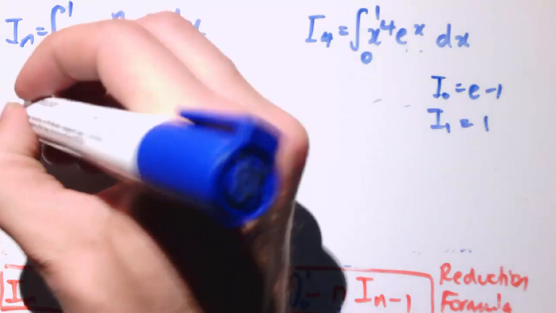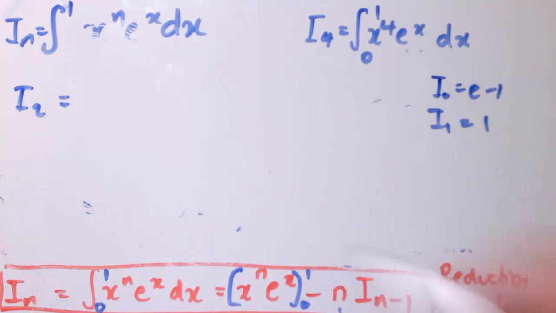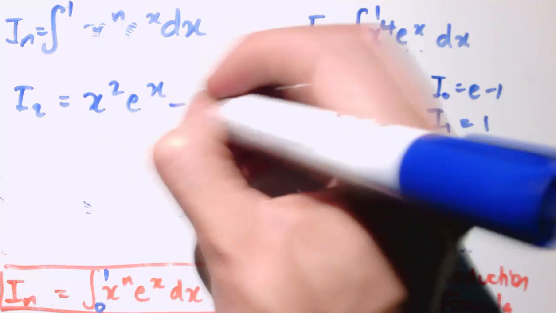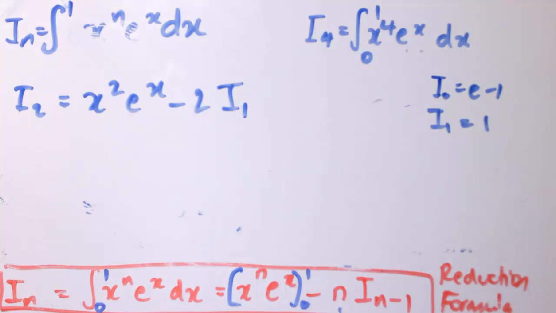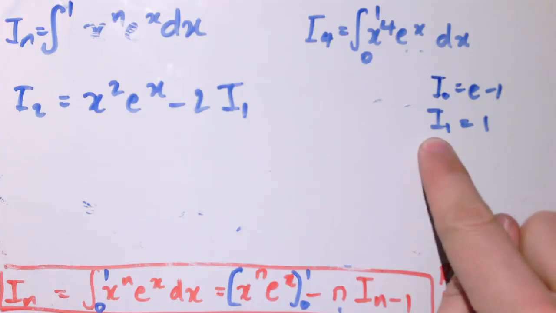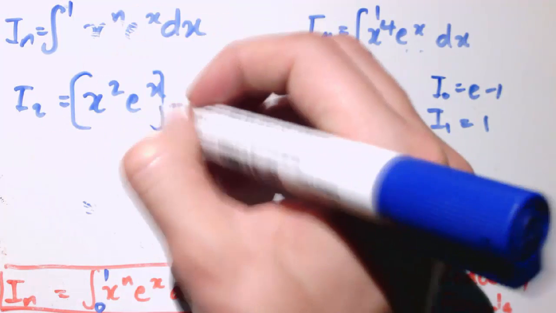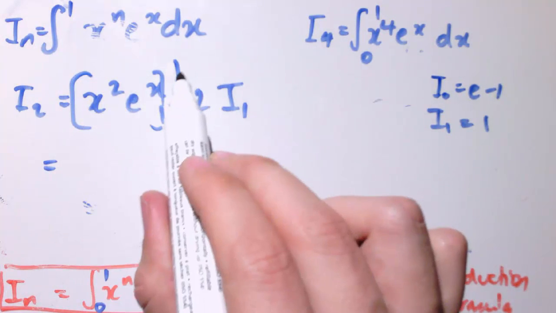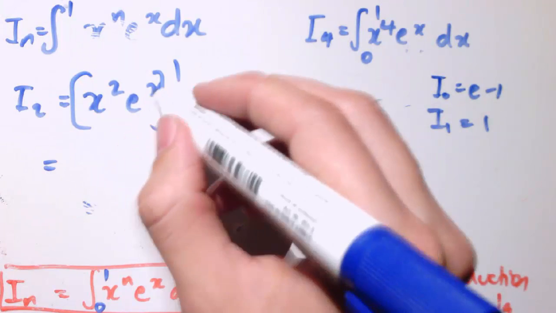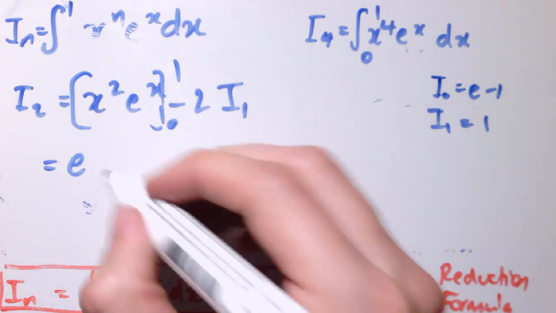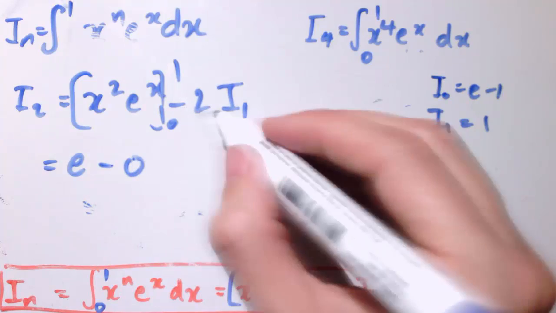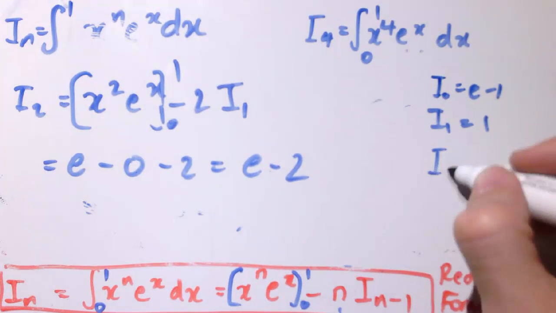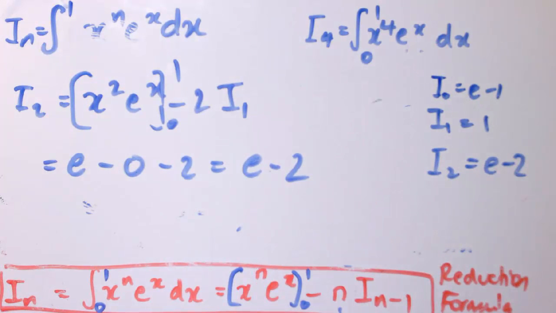And then I2 is equal to, by the reduction formula, x squared e to the x minus 2 times I1. And I1 is just 1. Sorry, this is between 0 and 1. So now I get x squared is 1 times e to the x, times e to the 1, so that's just e minus 0. And then minus 2 times I1, so minus 2, so I get e minus 2. So there we go, I've got I2 is e minus 2.